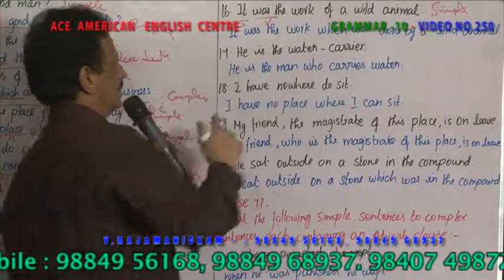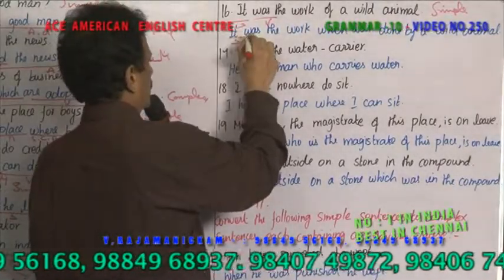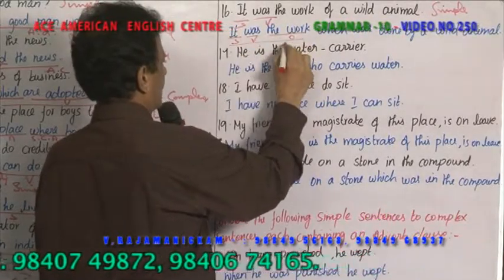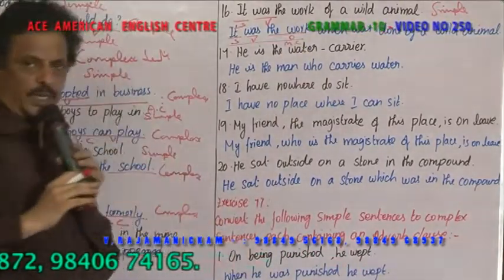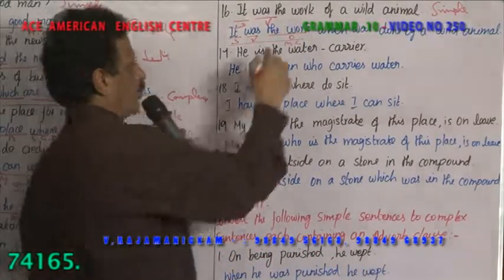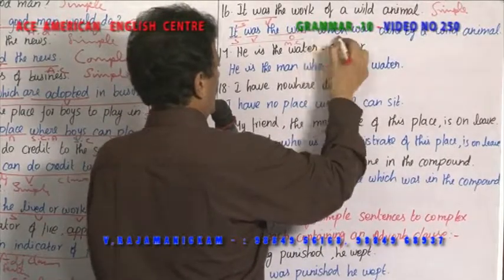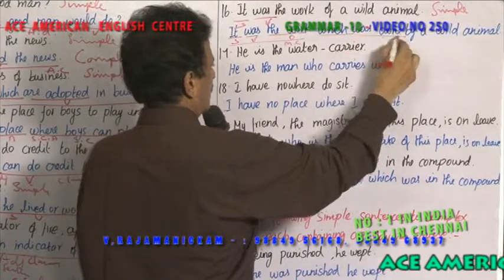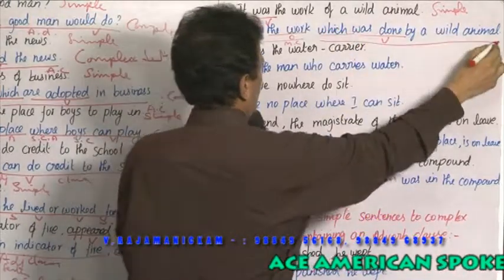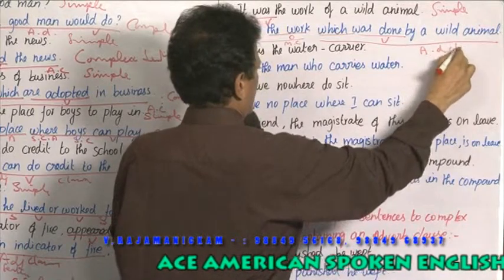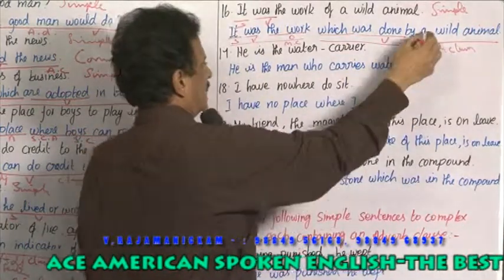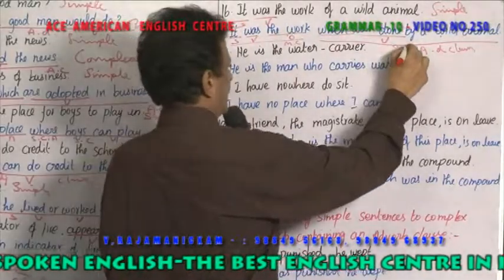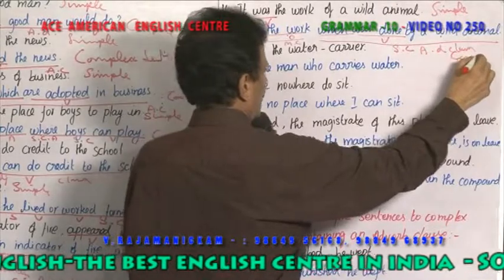It was the work. It is the subject, was is the verb, the work is the object. So this entire sentence gives a complete meaning. It was the work, and the work is described. What type of work? Which was done by a wild animal. So which stands for the work. Was done is the verb. So which was done by a wild animal is an adjective clause describing the work, and this sentence depends upon the main sentence. So it is a complex sentence.